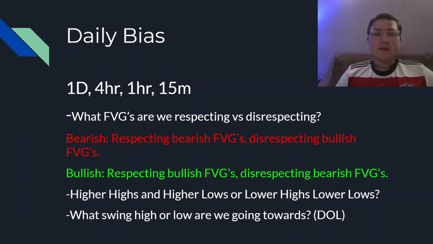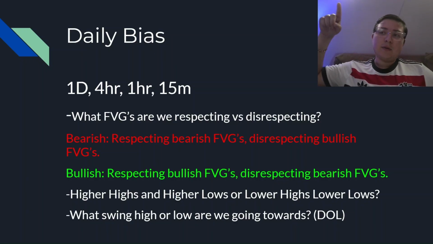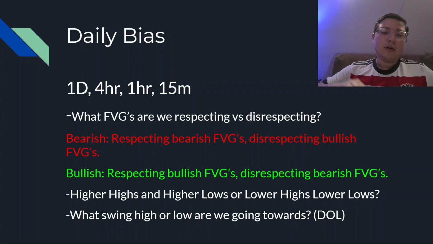Something we can use to determine our daily bias is what fair value gaps are respecting. What are we respecting and what are we disrespecting? If we have bearish bias, we would clearly see that we are respecting bearish fair value gaps and disrespecting bullish. Same thing for bullish: respecting the bullish, disrespecting the bearish. What are we seeing? Are we seeing higher highs, or lower highs and lower lows? If we're seeing higher highs and higher lows, we'd definitely be bullish. Lower highs, lower lows, we'd be bearish.